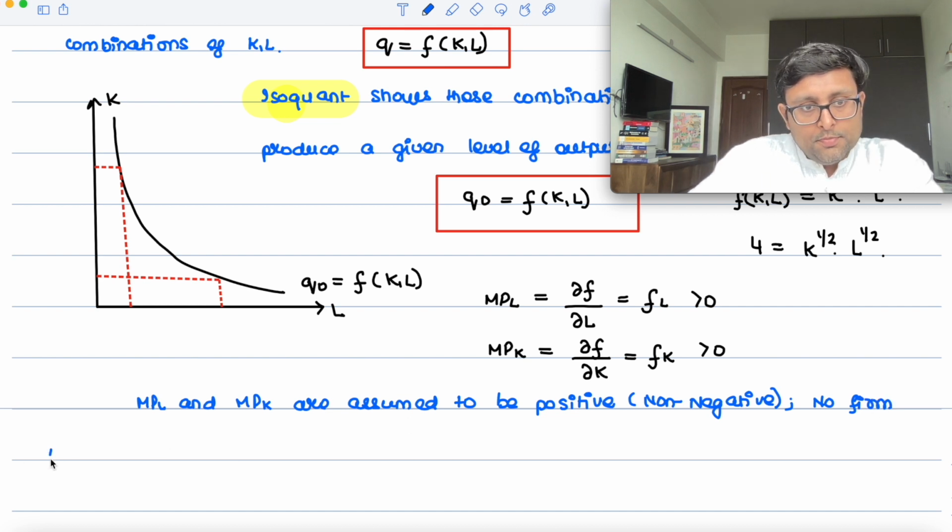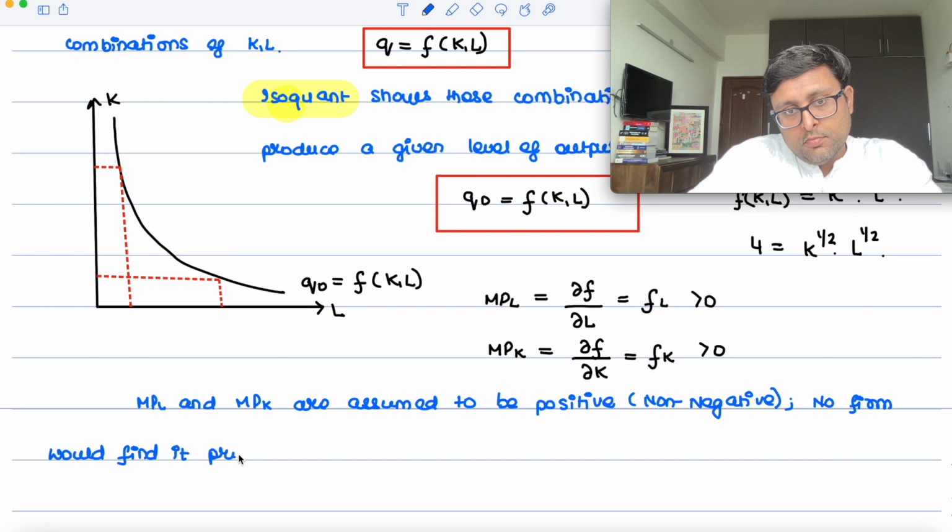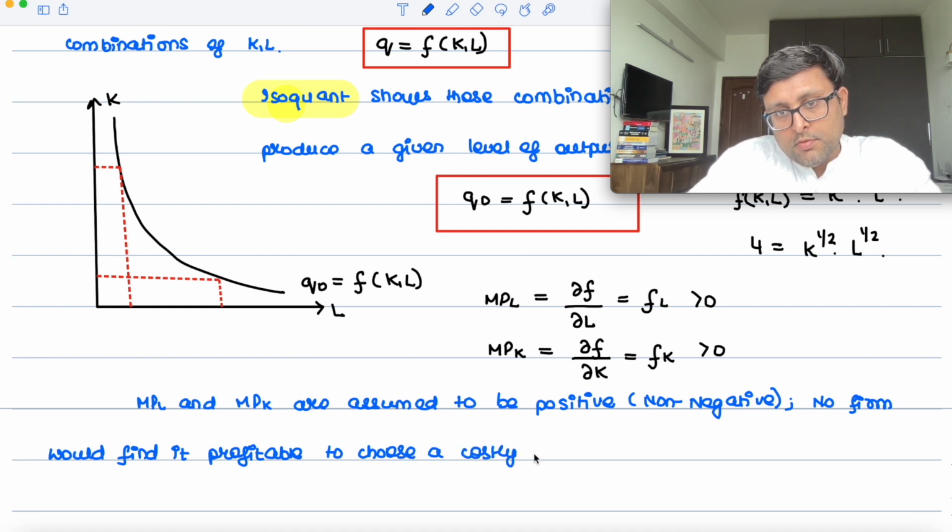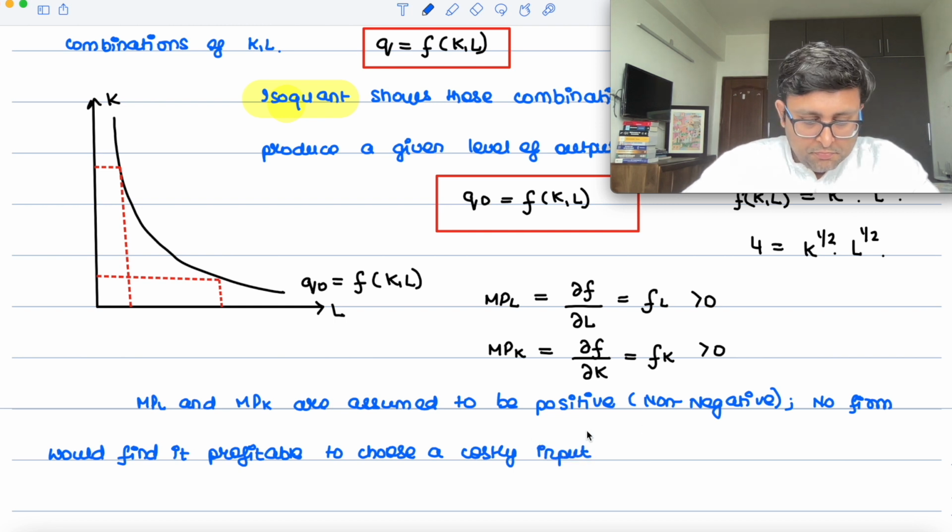No firm would find it profitable to choose a costly input that reduces output.